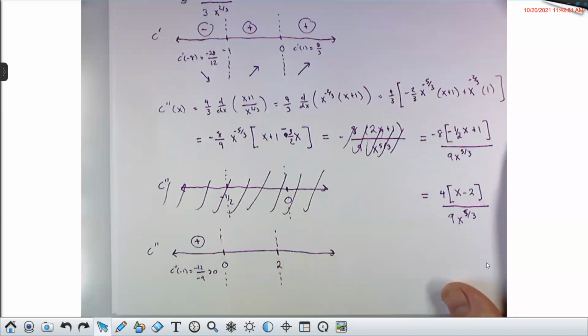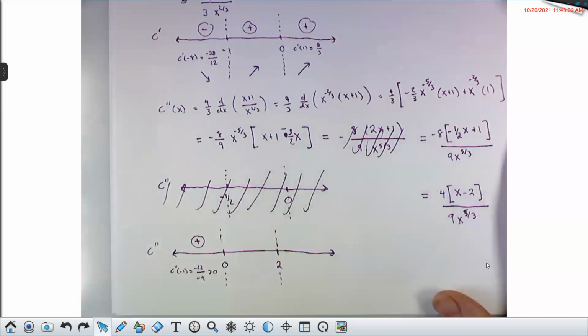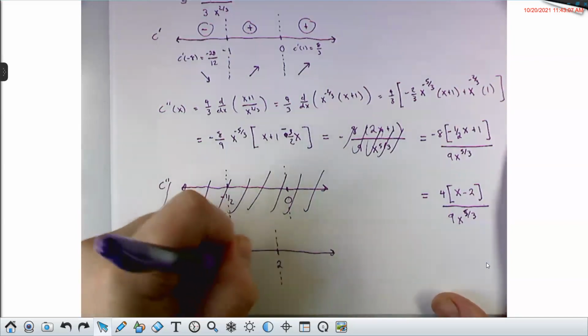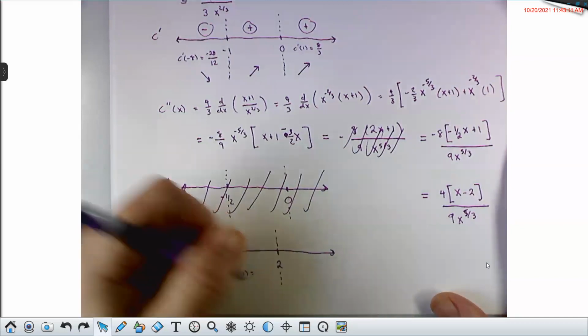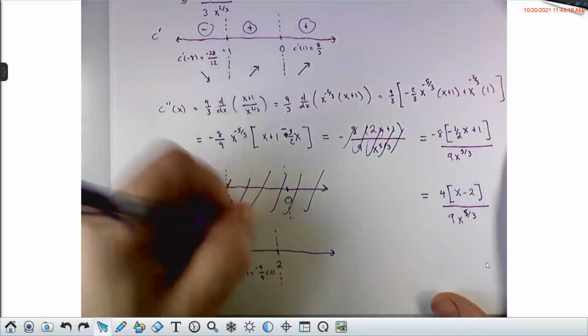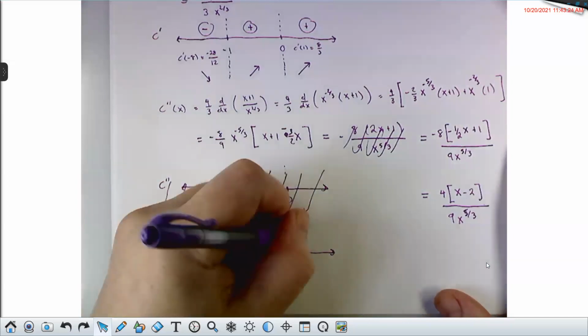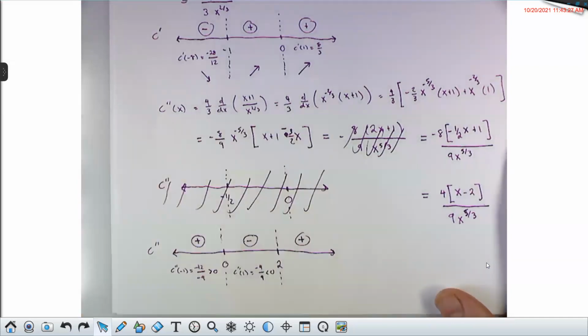Between 0 and 2, we could test 1. What's going to happen is that this factor stays negative. This factor becomes positive. So if you plug in +1, this is 1 minus 2 is -1, so the top is -4. And the downstairs would be +9. So C double prime of 1 is -4 over +9, which is less than 0. So this is negative. And the 2 is coming from this multiplicity 1 factor. So I know I will change sign there based on multiplicities. Or you could test something like x equals 3 or x equals 8.